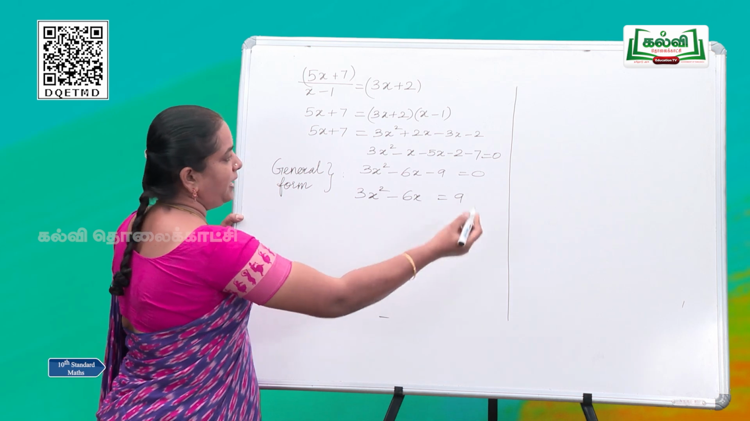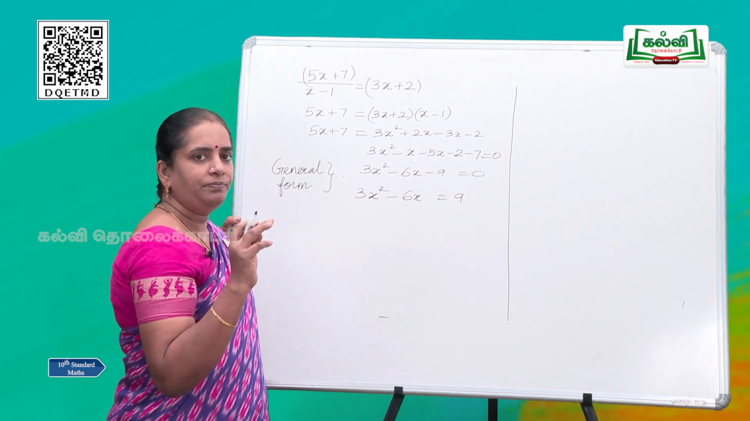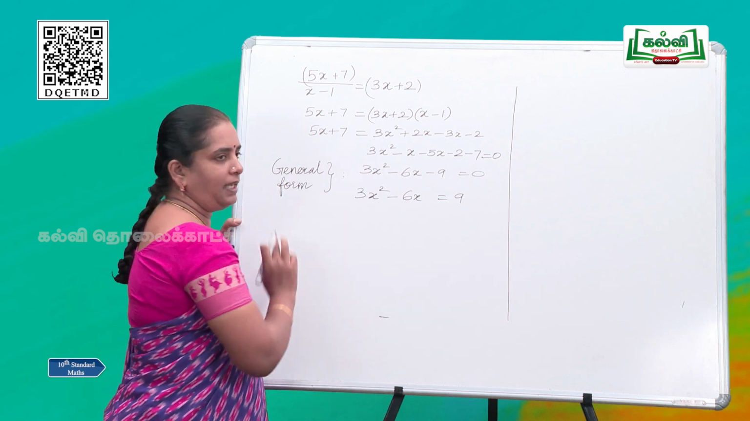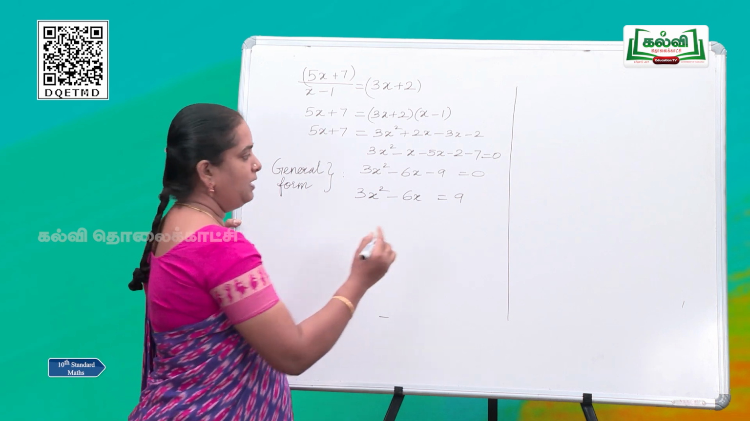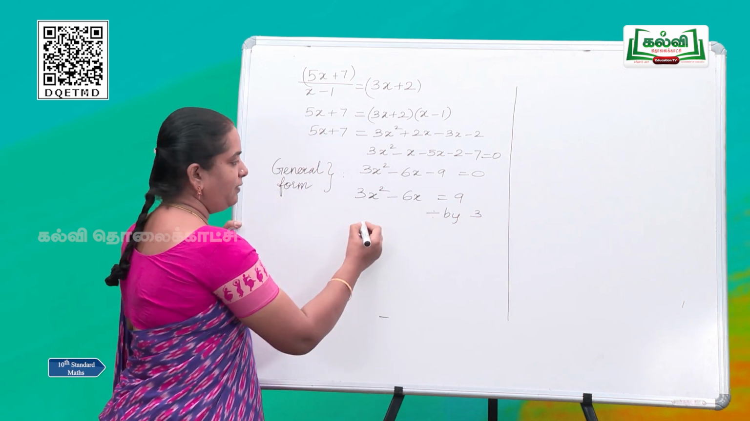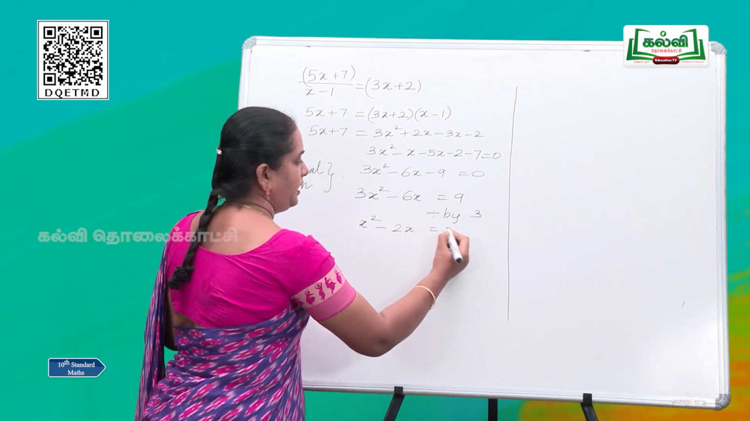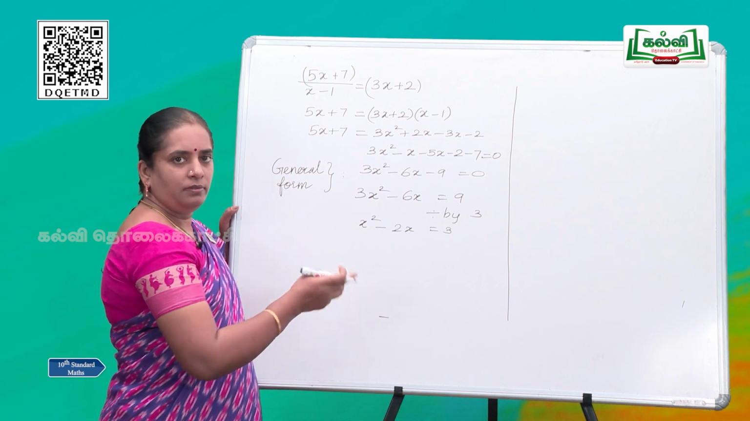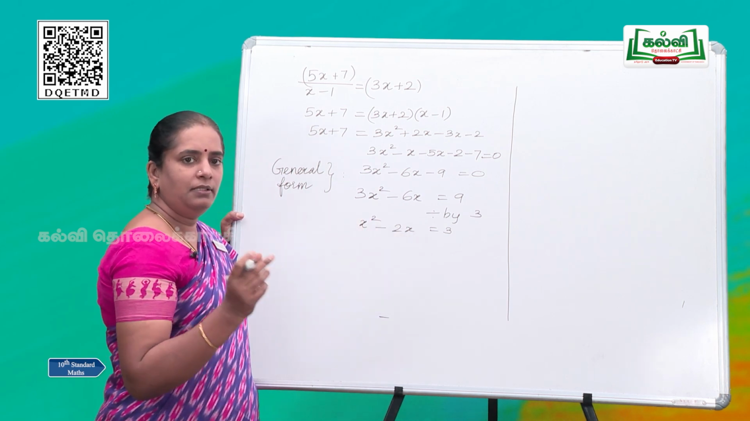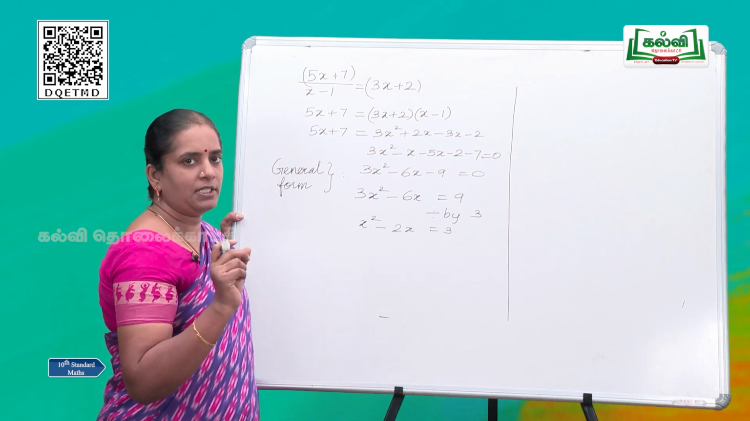So, we have shifted the constant term to that side, and then we can divide both sides by the coefficient of x square, that is, a here is 3. So, divide both sides by 3. While dividing we get x square minus 2x is equal to 3. Now in the next step we have to look at the coefficient of x. So, what is the coefficient of x? Minus 2.